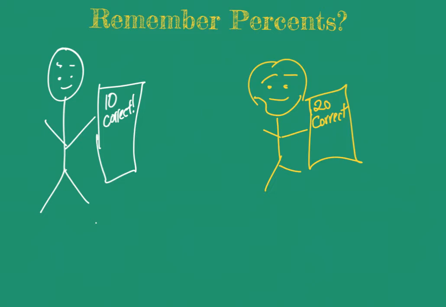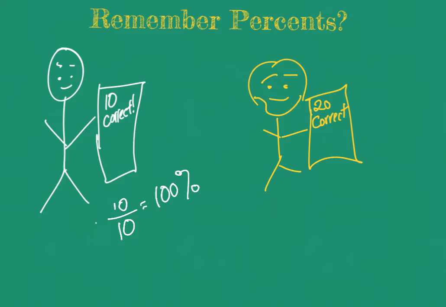Before you knew anything about percents, you probably would have said, oh, well, this student did better. They got 20 questions correct, and that's more than 10 questions correct. But when you get to 6th grade and 7th grade, you learn about percents, and you start thinking, well, wait a minute. How many questions were on each test? If our student on the left got 10 questions correct out of 10 questions, that would give him a grade of 100%, which is a perfect score.